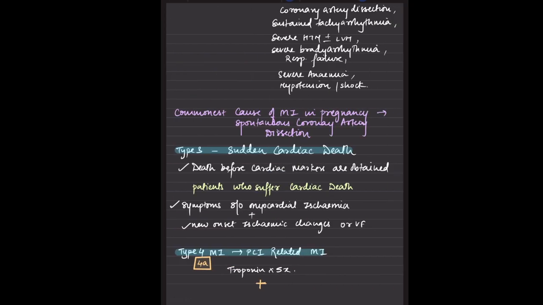One MCQ topic: the commonest cause of MI in pregnancy is spontaneous coronary artery dissection.